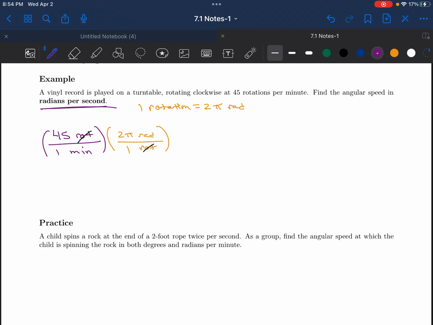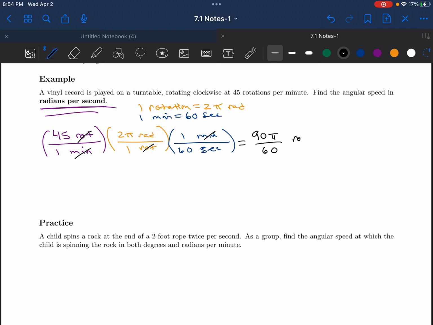Remember, our goal here is radians per second. So the next thing we need to convert, and the next fact we need to use, is that 1 minute equals 60 seconds. We have minutes in the denominator in the first fraction, so we're going to want to put minutes in the numerator there, and seconds in the denominator. So 1 minute and 60 seconds. Great, and then we can cancel minutes and minutes. And when we do this math, we get 90 pi over 60.